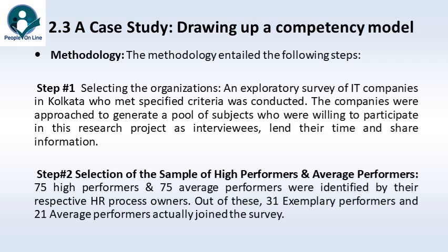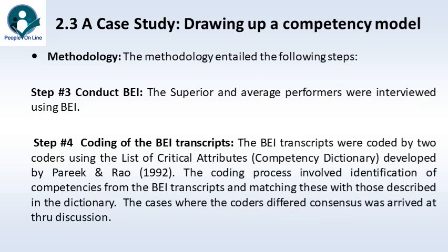Step 2, selection of the sample of high performers and average performers. 75 high performers and 75 average performers were identified by the respective HR process owners. Out of these, 31 exemplary performers and 21 average performers actually joined the survey. Step 3, conduct behavioral event interview. The superior and average performers were interviewed using BEI.